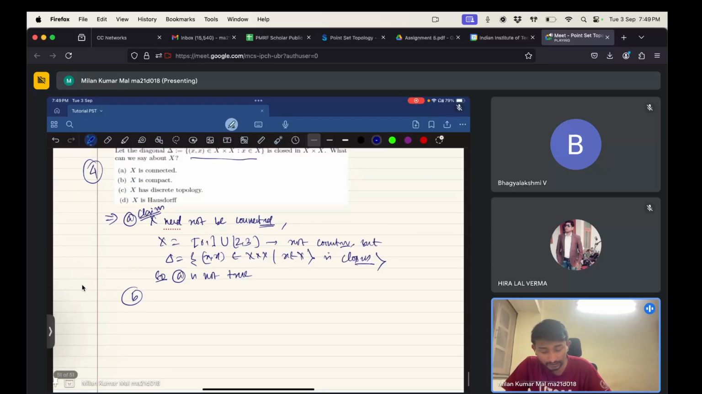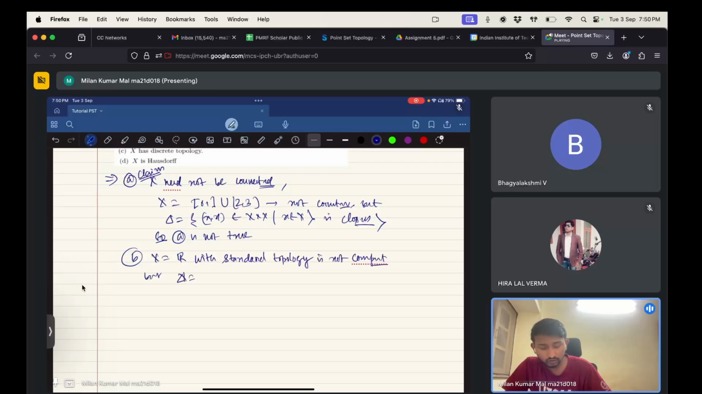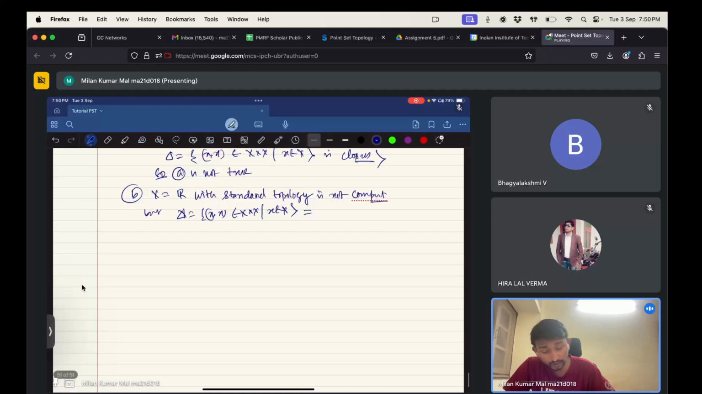Okay, that I think I can take X equal to R here. Here with standard topology R is not compact, but delta, which is equal to all those (x, x) belonging to X cross X such that x belongs to X, is actually a straight line, which is closed. Why is this closed? Just let me write why this is closed.